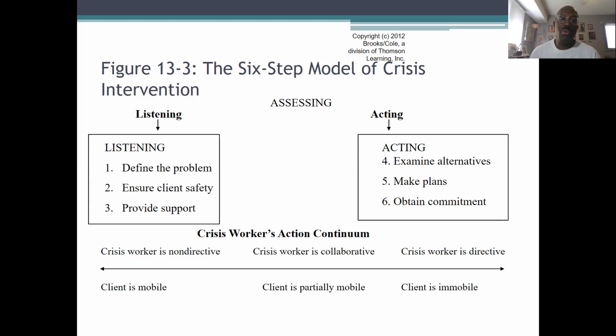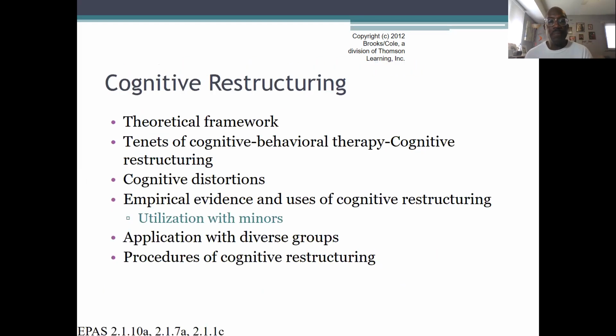If they're partially mobile, I might need to give them a little bit of encouragement in terms of looking at some different alternatives. If they're hysterical and totally immobile, then I'm probably going to be in the role of just being directive. I need you to do this, this, this, and this in terms of how we might intervene.